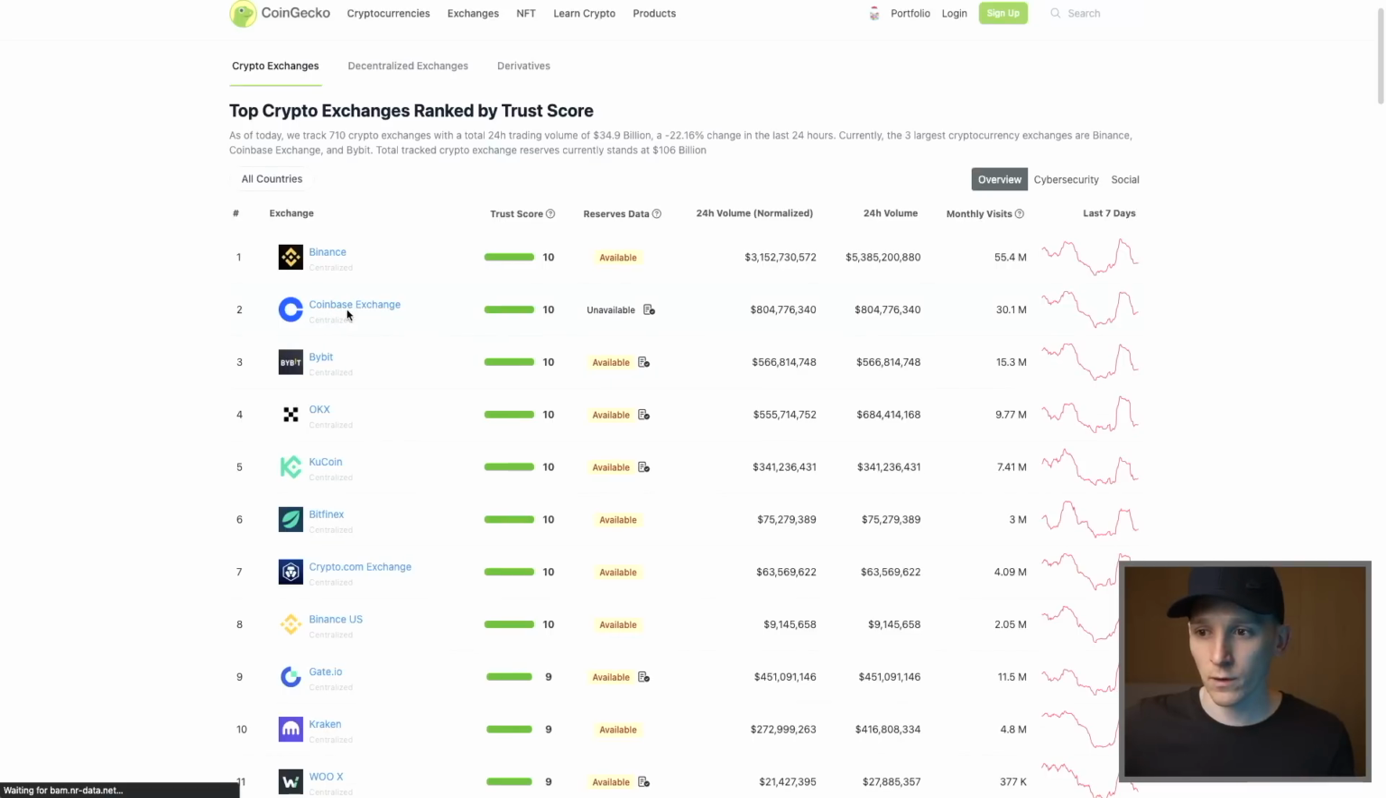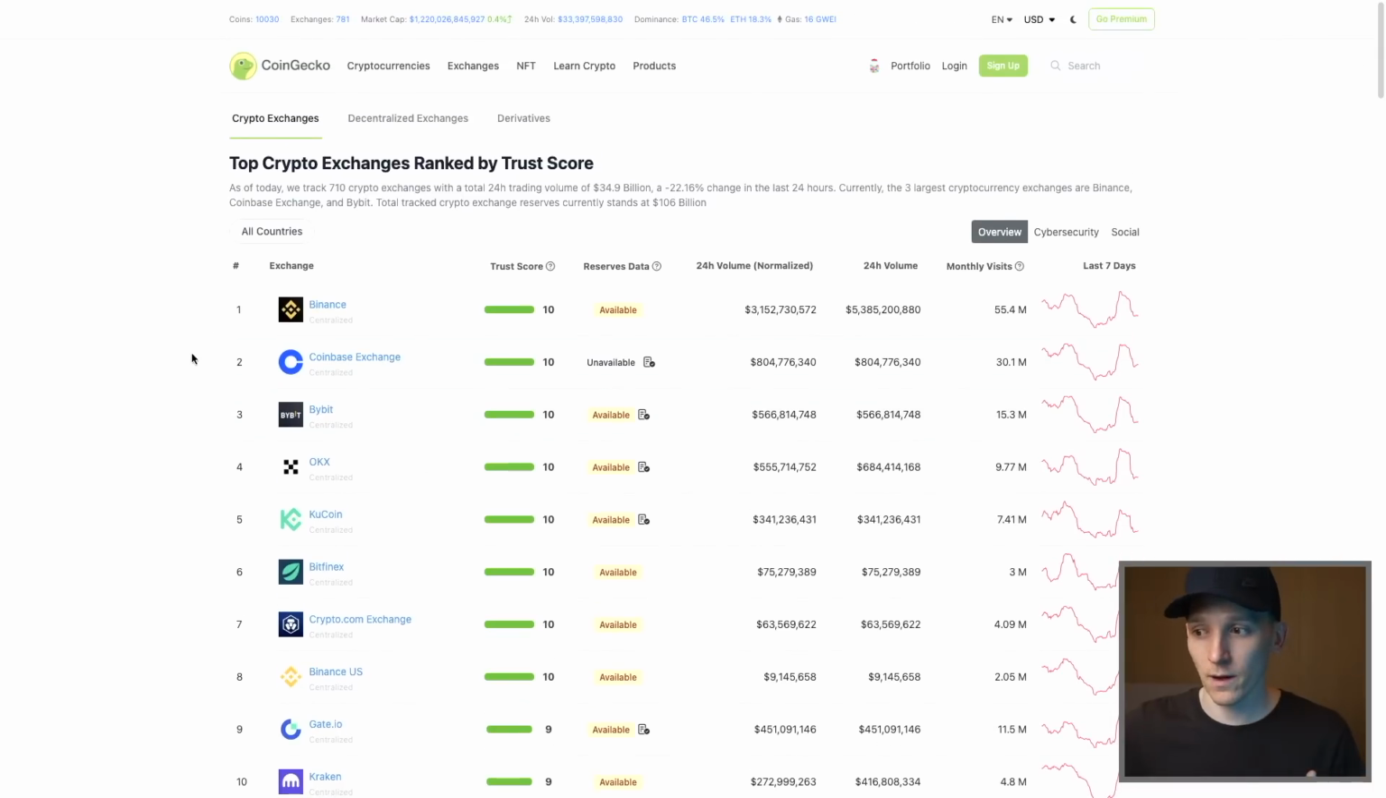And of course, something like Coinbase here, they're a publicly listed entity. So nothing fishy is going to be happening for the most part because they just can't do it. There's too many eyeballs on them. So choose a trustworthy exchange with decent fees. I personally use Binance and Bybit for the most part, but there are many other good ones.